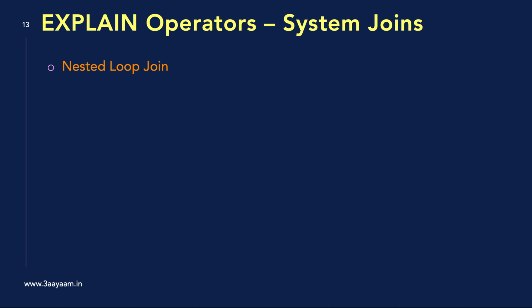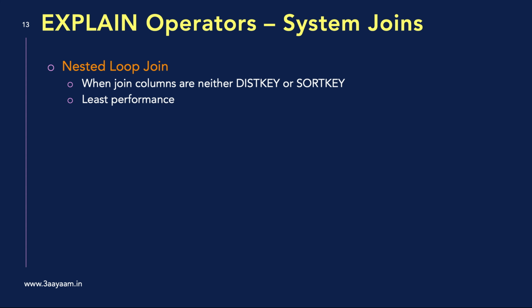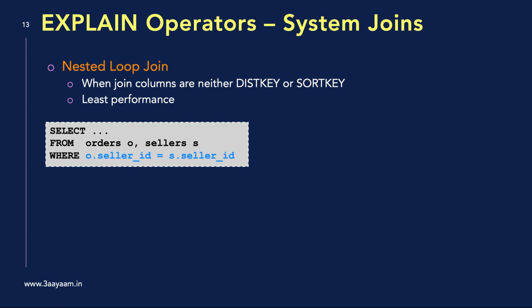The last one is nested loop join, which is the worst join that is possible. So what happens when join columns are neither dist key or sort key, then nested loop join might be chosen. But if the optimizer thinks that hash join can be applied, it will go ahead and apply hash join rather than nested loop join. So it has the least performance. So let's see how it works.